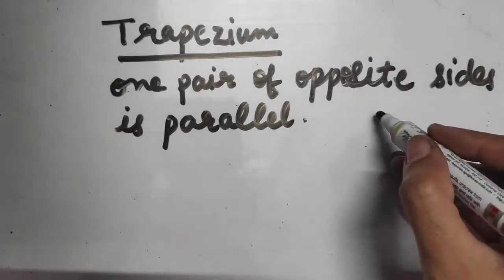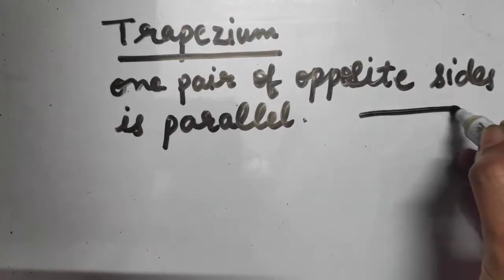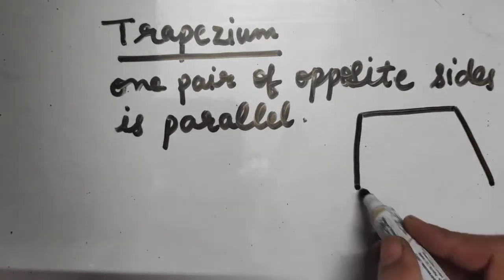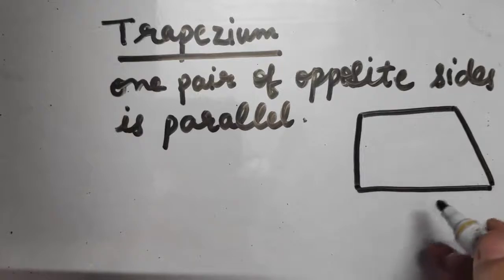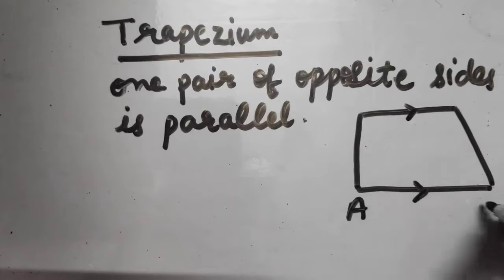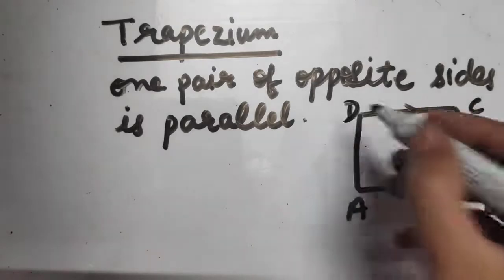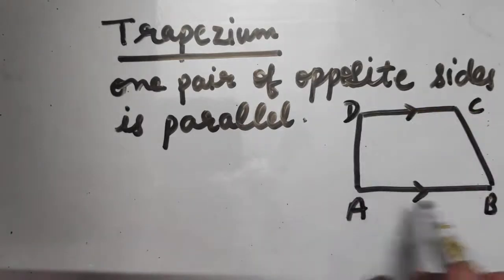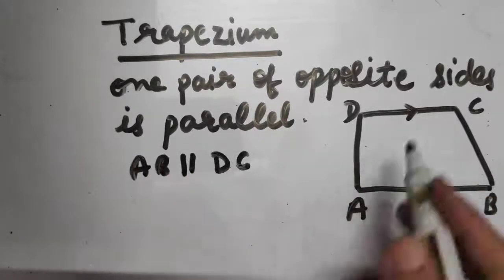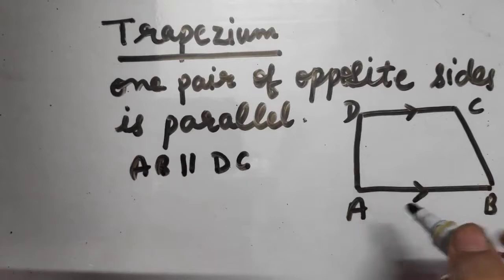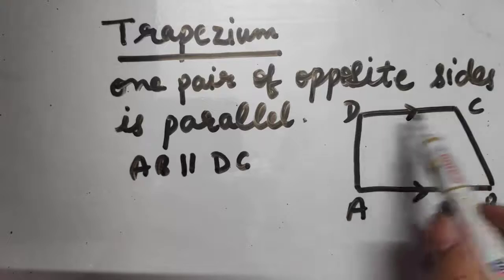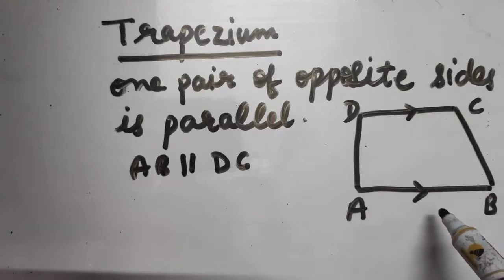I can make a trapezium. I am making a trapezium. You can see now. Now you can see these two sides are parallel, that is AB, CD. This is a trapezium. So AB is parallel to DC. So ABCD is a trapezium. The parallel sides are called the bases of the trapezium.